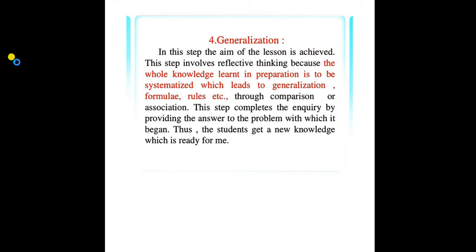Fourth step involved in lesson planning in social science is generalization. In this step, the aim of the lesson plan in social science is achieved. This step involves reflecting, thinking, because the whole knowledge learned in preparation is to be systematized, which leads to generalization, formula, rules, etc. through comparison or association. This step completes the inquiry by providing the answer to the problem with which it began. Thus, the student gets a new knowledge which is ready for use.